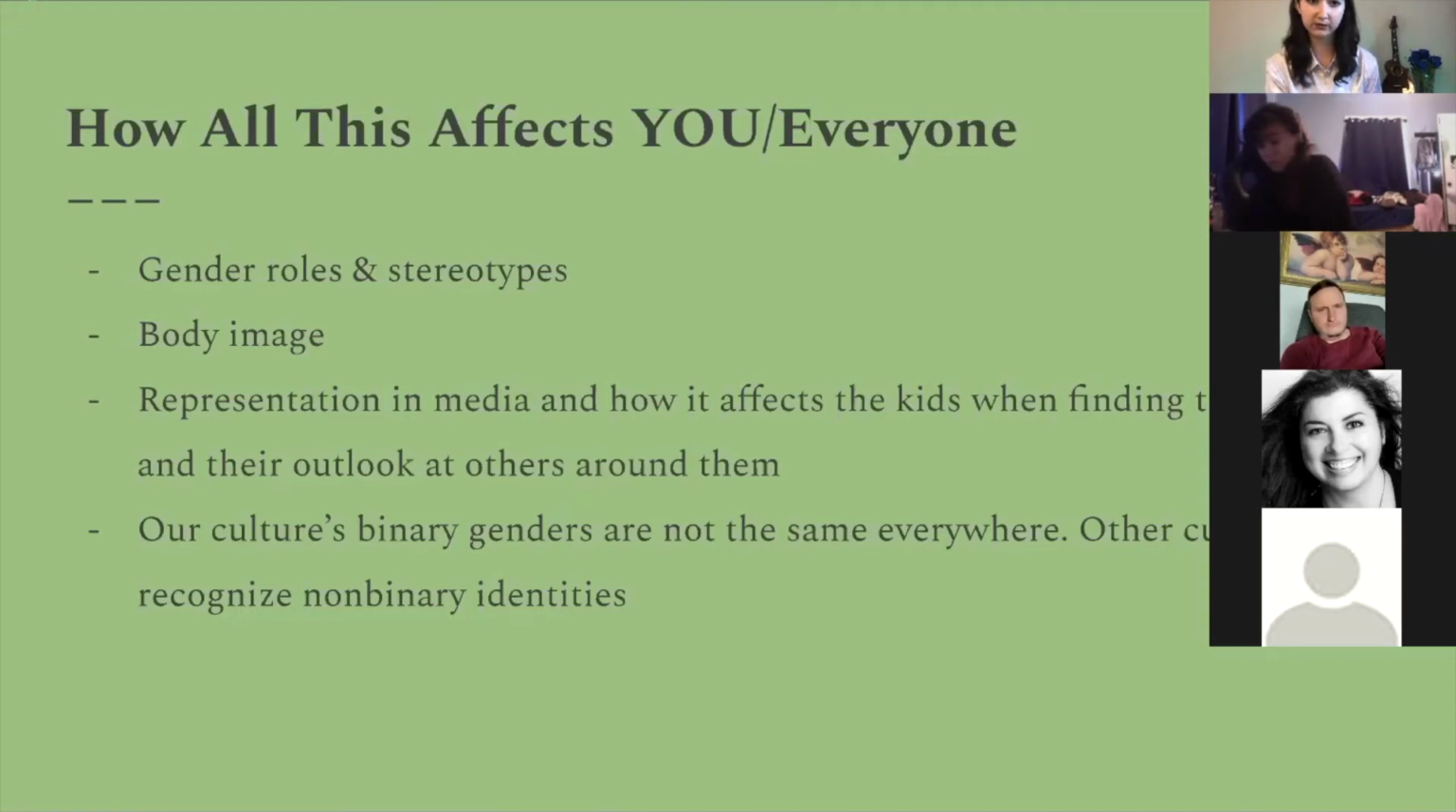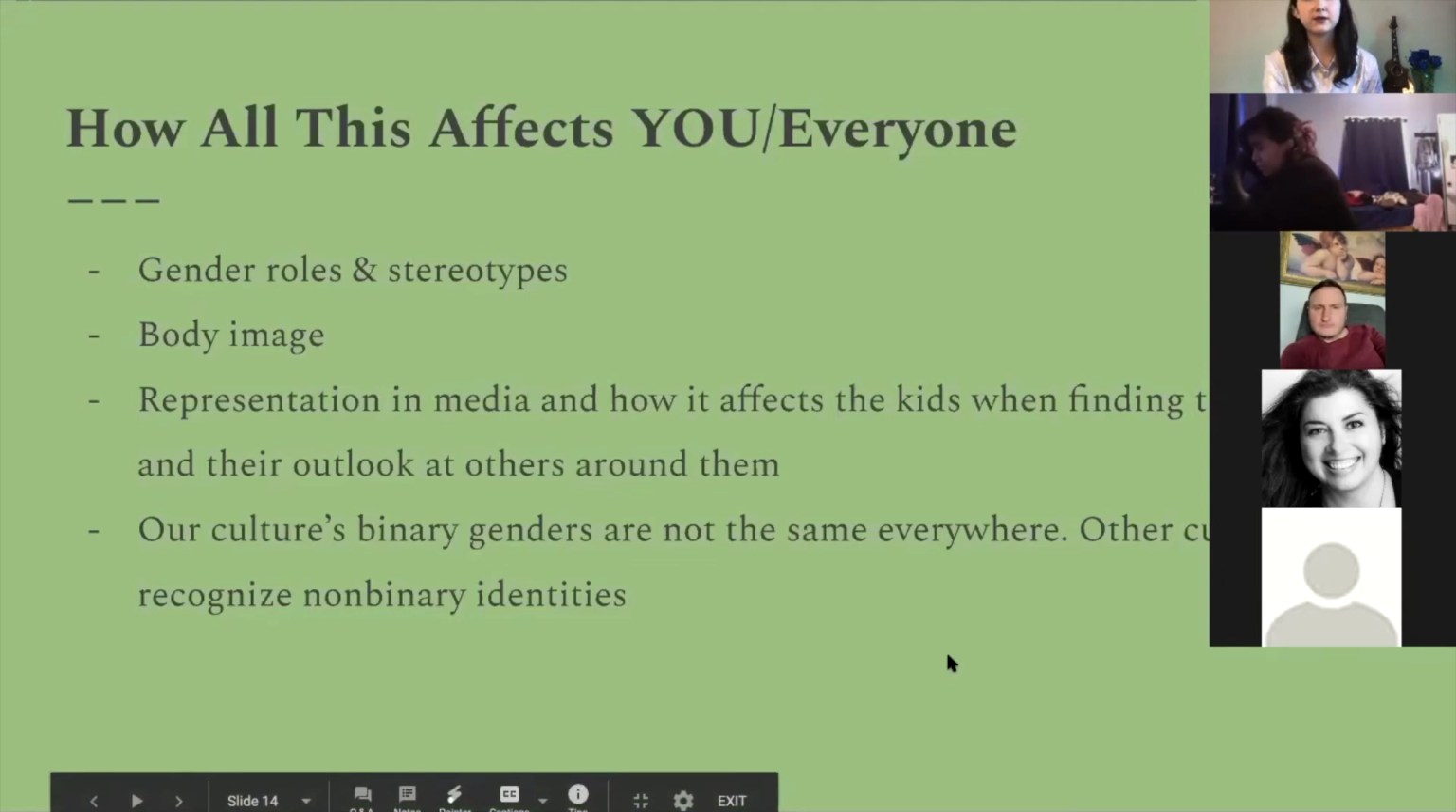And body image is related to that. We know with social media how unhealthy the beauty standards are, and impossible. So that's related to gender, how we're supposed to be sexualized or not sexualized, and how much you can be, how you express yourself, like what kinds of things you're posting, or how you feel about your body. All of that is included and tied to gender strongly.